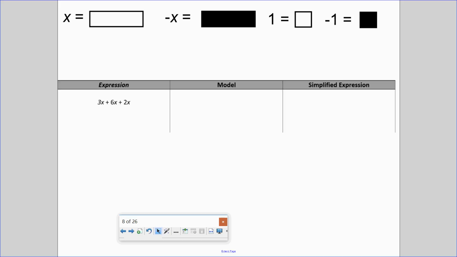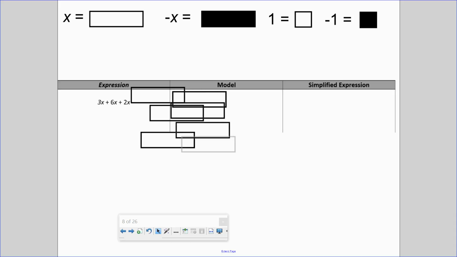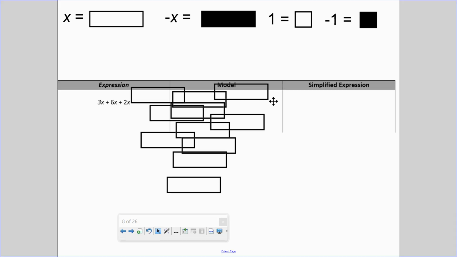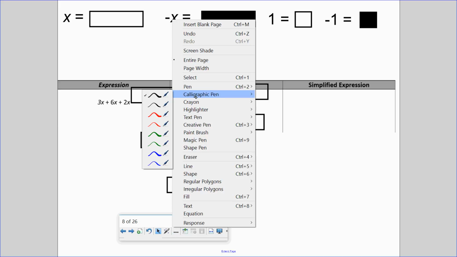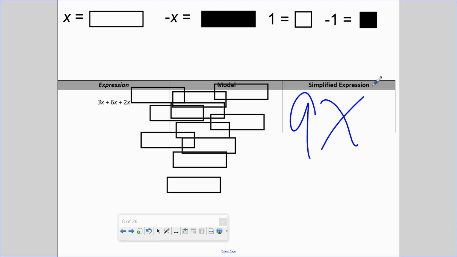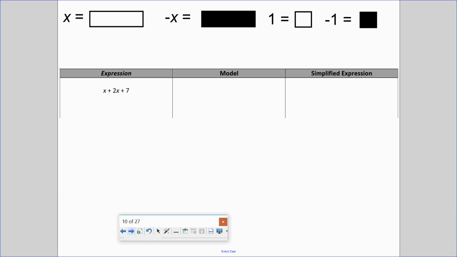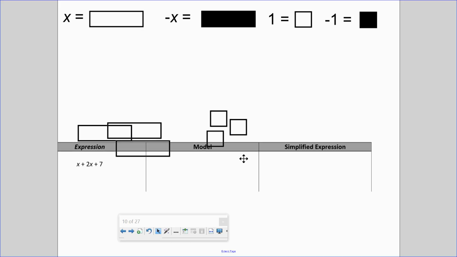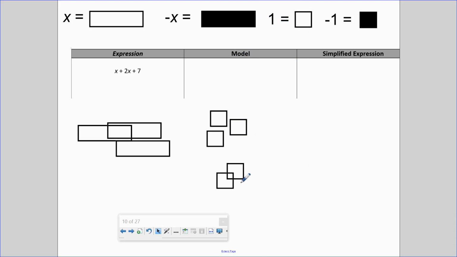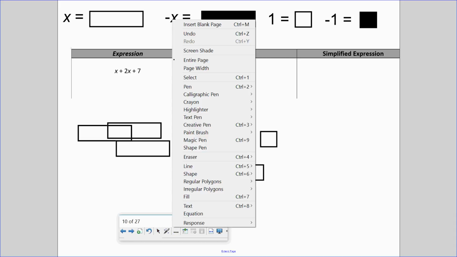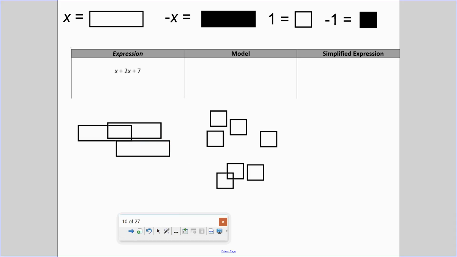So now you're given the expressions already written for you, and you model it. 3 x's with 6 x's, and 2 more x's. Anything cancels here? So we collect like terms, so it's 9x's. Next example. So we have x with 2 x's and positive 7. Is anything a zero pair here? I don't think so. So it's 3x plus 7.